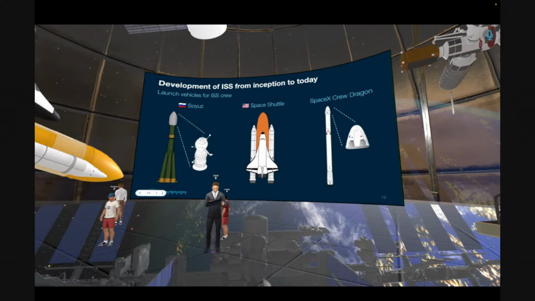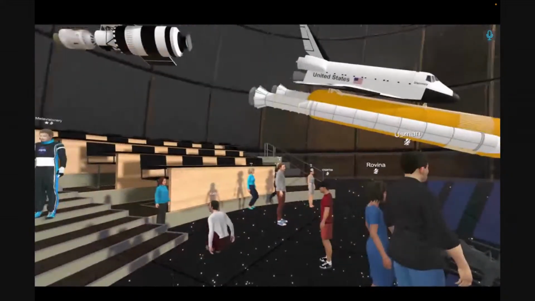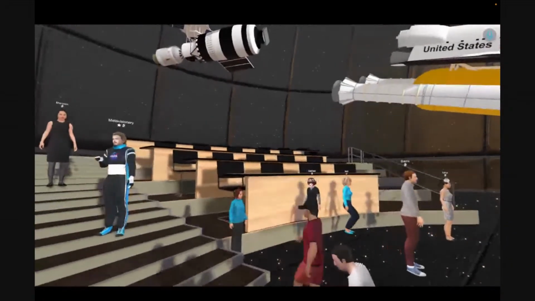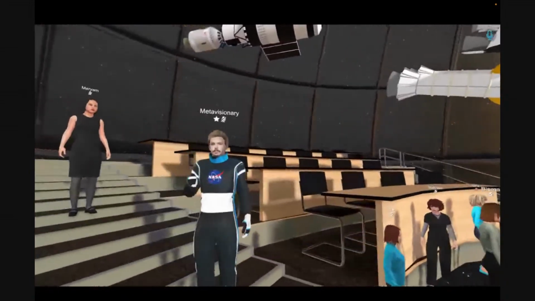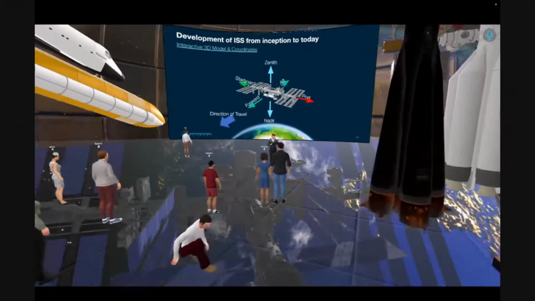So we'll go to the next slide here. And so this slide is talking about, now that the space station is fully assembled, we have to talk about some vocabulary terms. So the space station is orbiting Earth, and it's flying around sort of like an airplane. It's going in one direction, and it maintains that direction all the time.